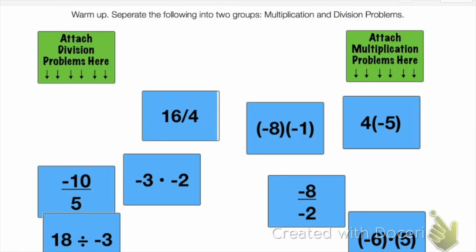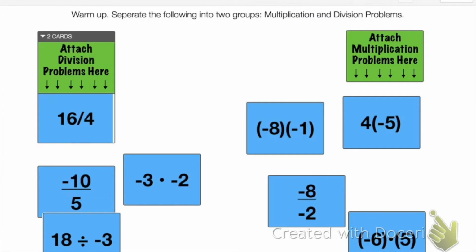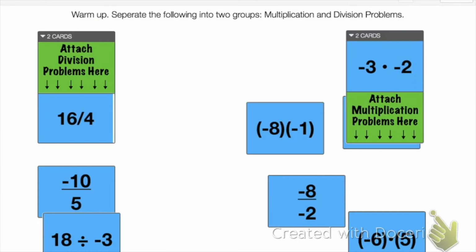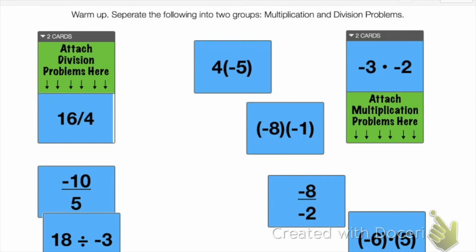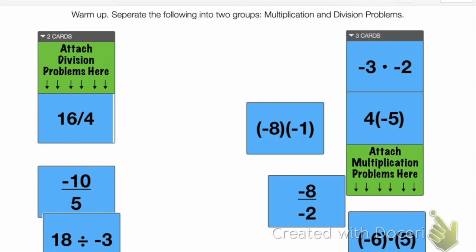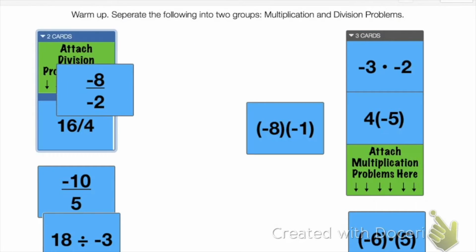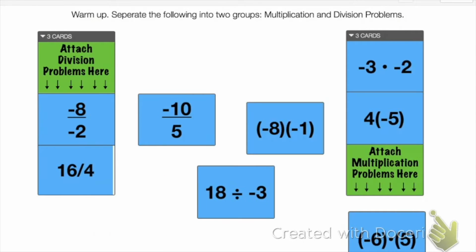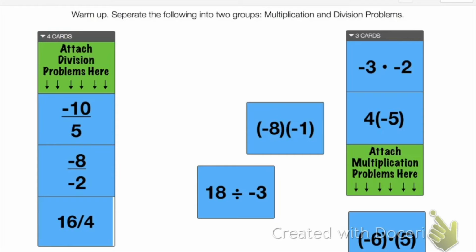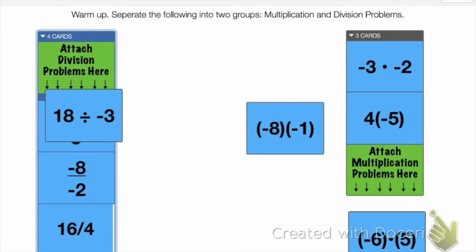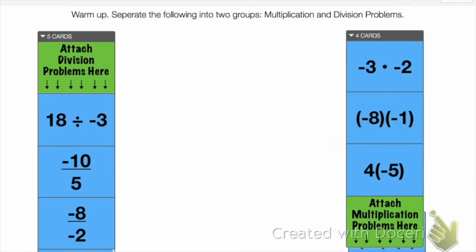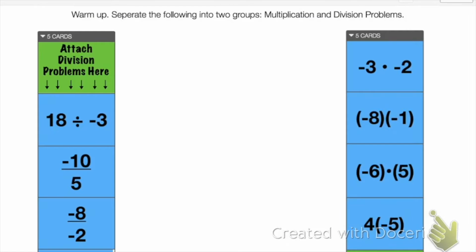So let's start. 16 divided by 4, this is division problem. Negative 3 times negative 2, this is multiplication problem. 4 times negative 5, multiplication problem. Negative 8 divided by negative 2, division problem. Negative 10 divided by 5, division problem. Negative 18 divided by negative 3, division problem. Negative 8 multiplied by negative 1, multiplication problem. And negative 6 multiplied by 5, multiplication problem.